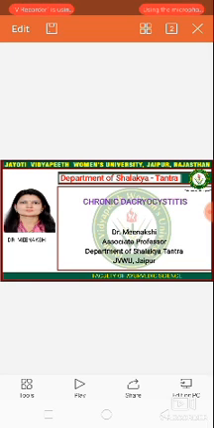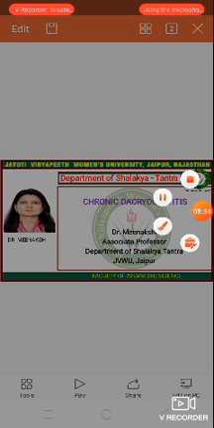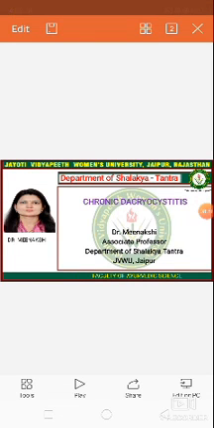Then we come to the treatment of the chronic dacryocystitis. First is the conservative treatment. Second is the dacryocystorhinostomy, DCR. Third one is the dacryocystectomy, DCT, and fourth is the conjunctivodacryocystorhinostomy, CDCR. These are all the four treatment procedures of the chronic dacryocystitis.